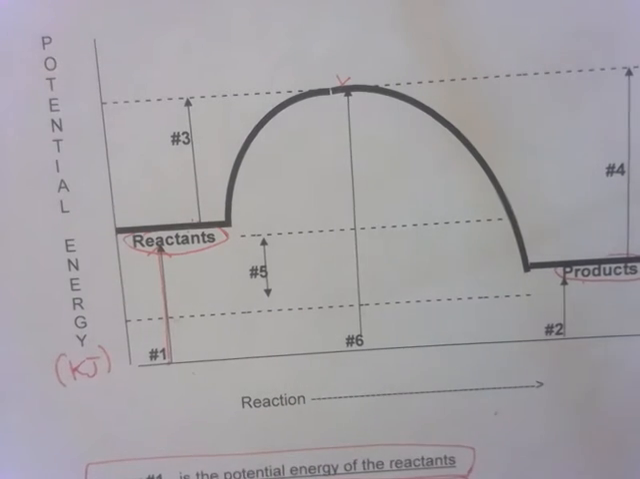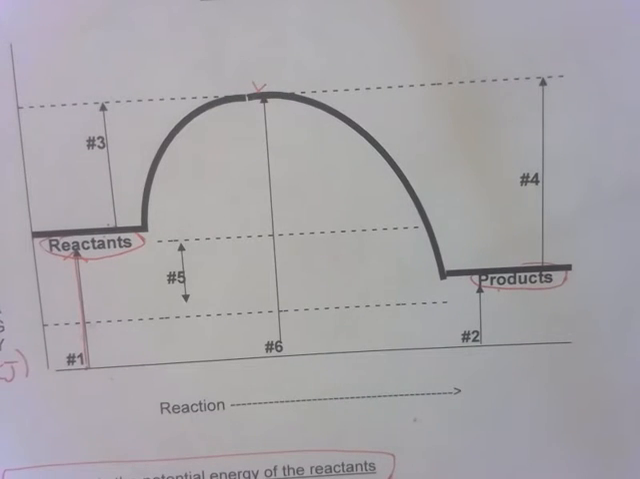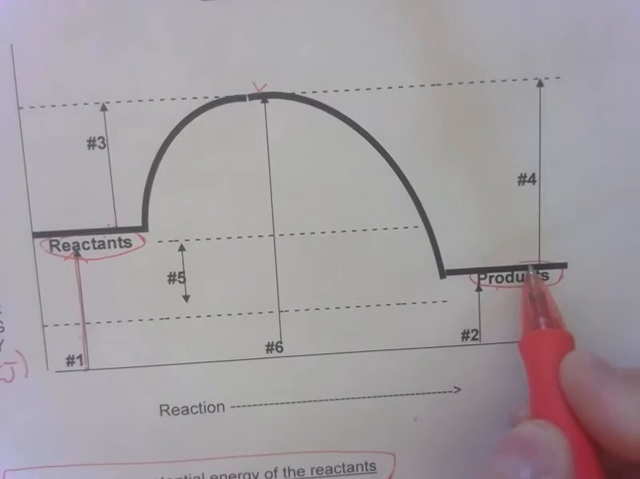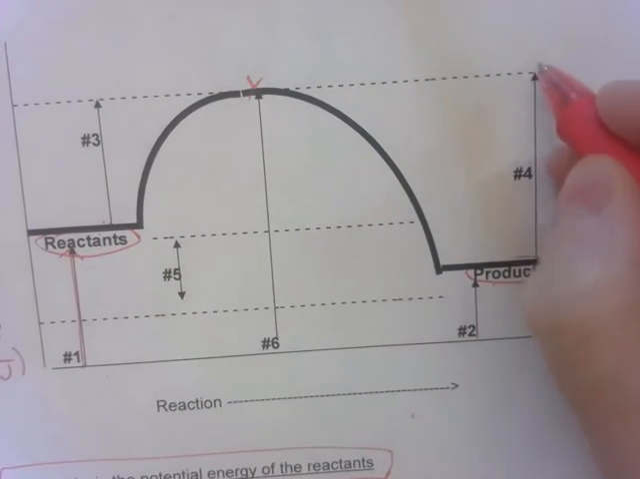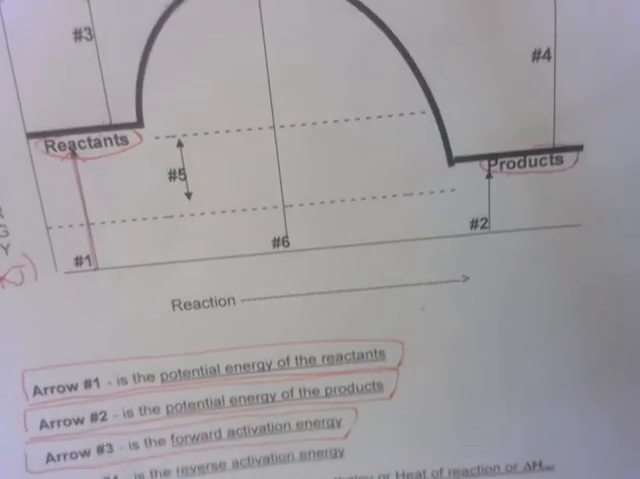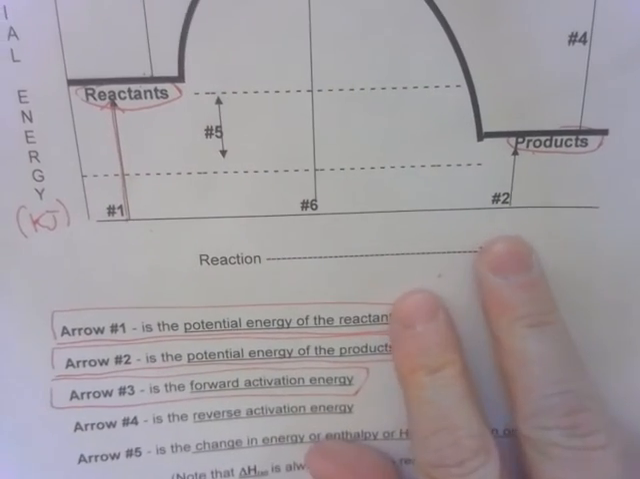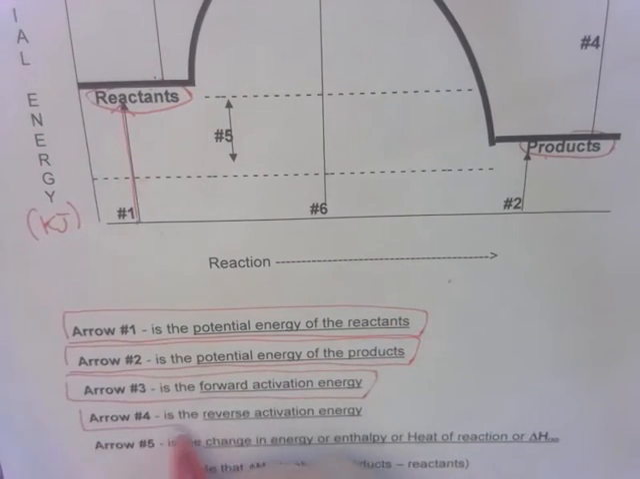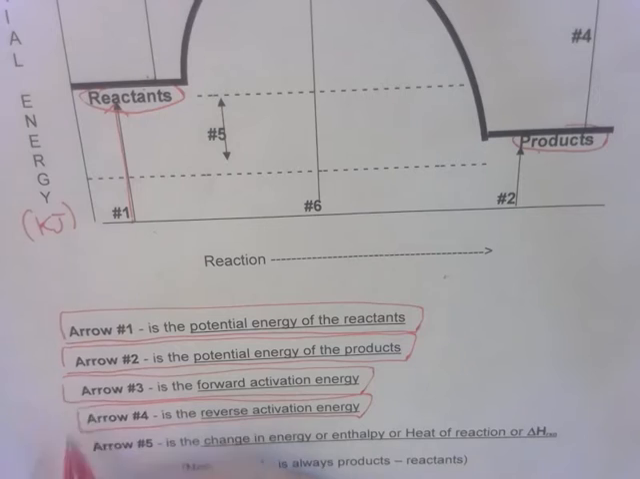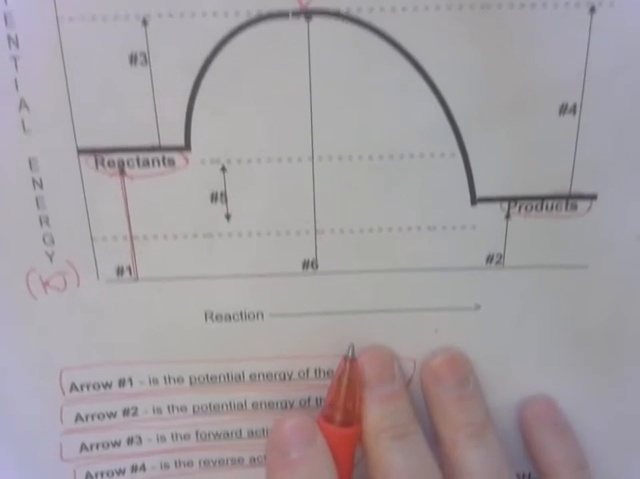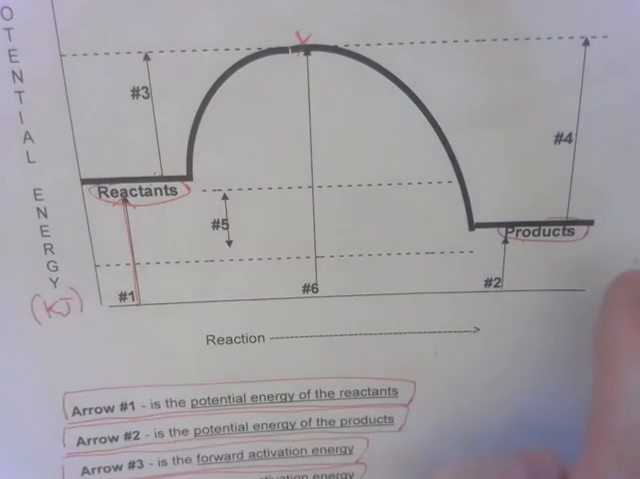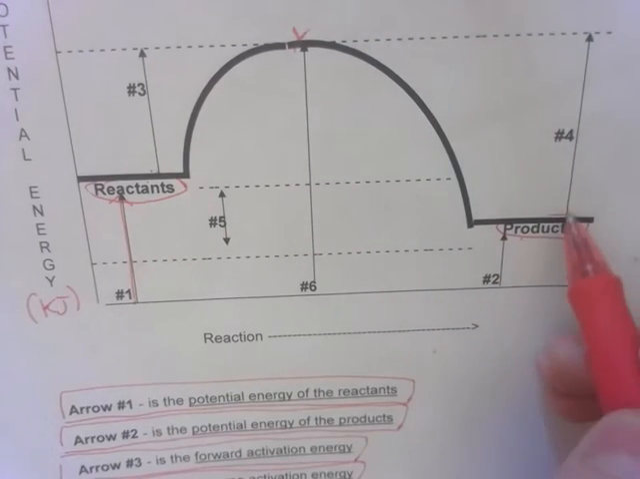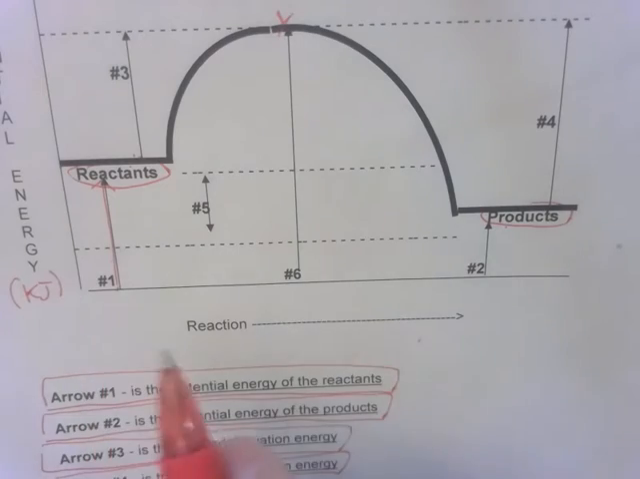There is, however, another line, line number 4, which starts at the products and again goes up to this point here. This is called the reverse activation energy. And if you think about it, it makes perfect sense because this would be the energy needed to start at the end and go backward, to go back to where you started. So that's the energy you need to go backward.